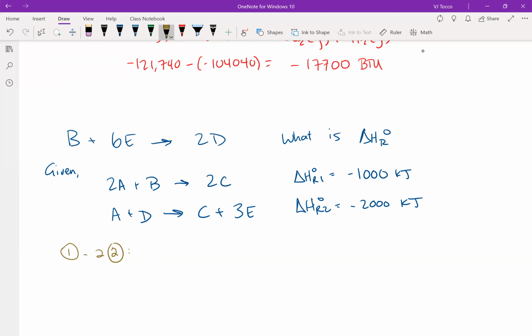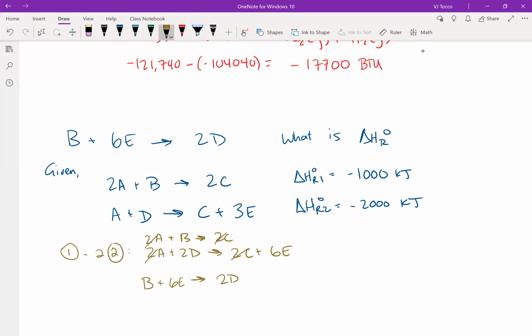First, let's multiply the second reaction times 2. 2A plus 2D goes to 2C plus 6E. And then I'm going to subtract that from equation 1. So 2A plus B goes to 2C. And you see that when I subtract them, the 2A's are going to cancel and the 2C's are going to cancel. And I'll be left with B plus 6E goes to 2D, exactly what I want. Once again, I have the negative 2D on the left-hand side and a negative 6E on the right-hand side that I just move over to the other side.